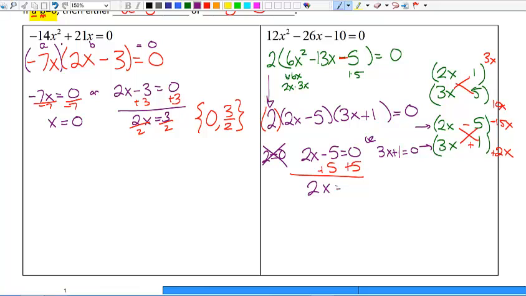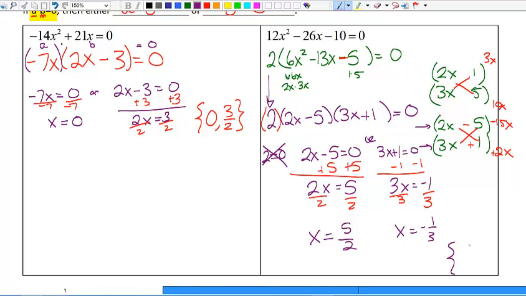So I have 2x equals positive 5, divide both sides by 2. So I have x is equal to 5/2. And on the other side, subtract 1. So I have x is equal to negative 1/3. So my two answers are 5/2 and negative 1/3.